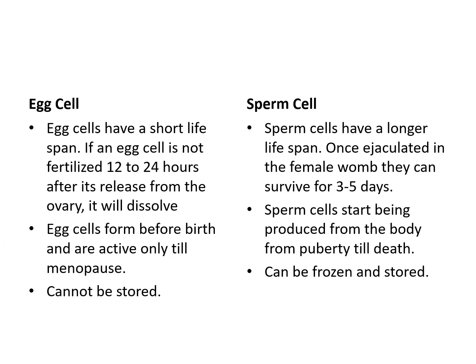The egg cells form before birth and are active only till menopause, while the sperm cells start being produced from the body from puberty till death. So, na-mention na natin kanina, even before birth, the egg cells are already present. Pero may hangganan hanggang menopausal period lang. Samantalang yung sperm cell, nag-start siya ng puberty, wala siyang hangganan kasi even old age, up to old age, kaya niya pang mag-produce ng sperm cell.